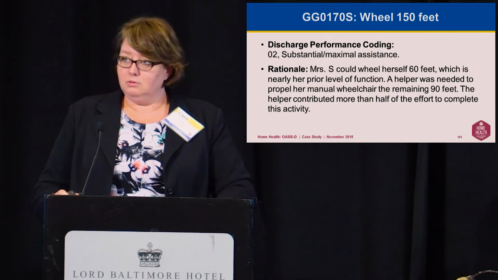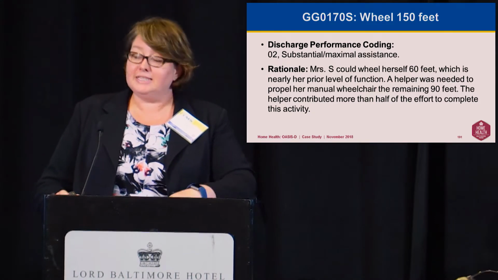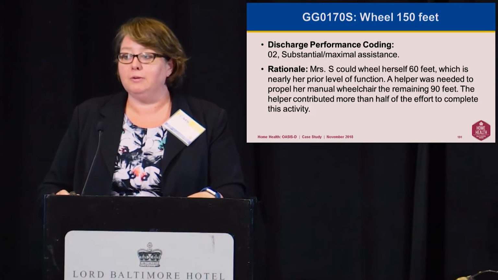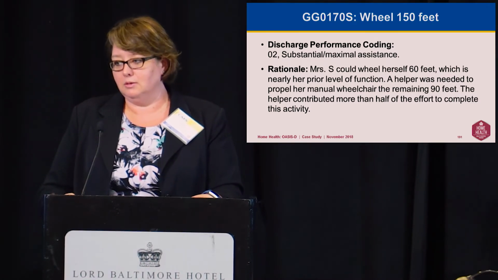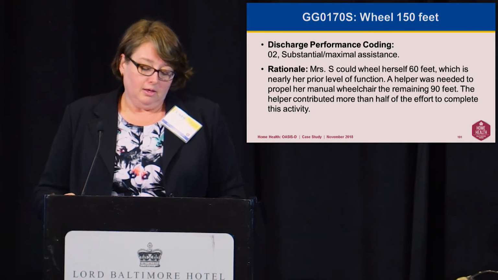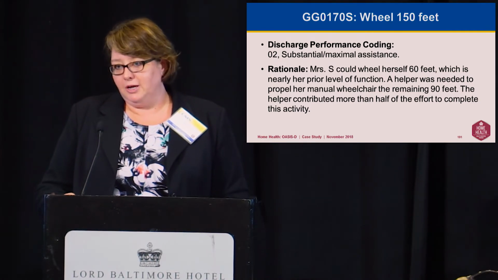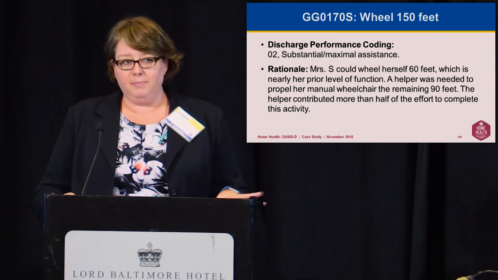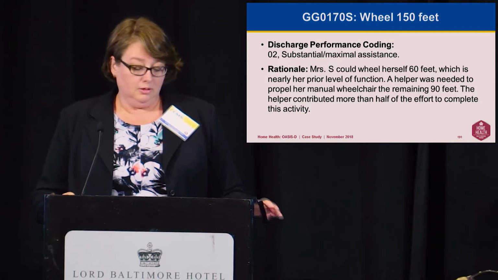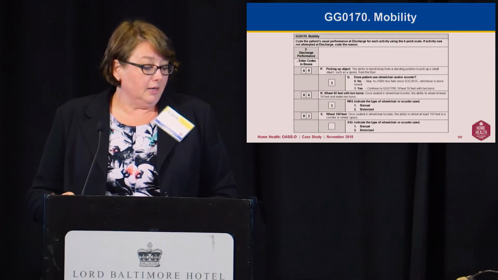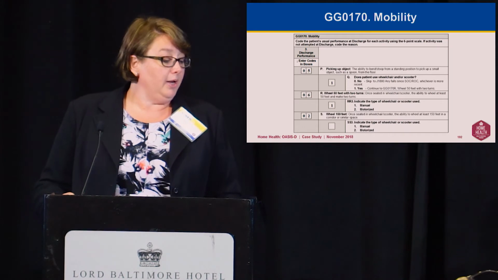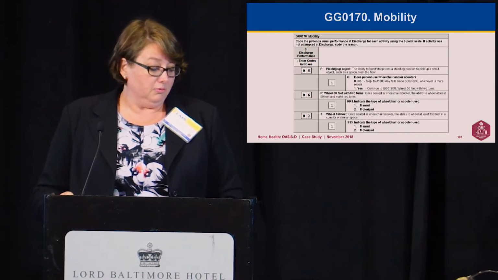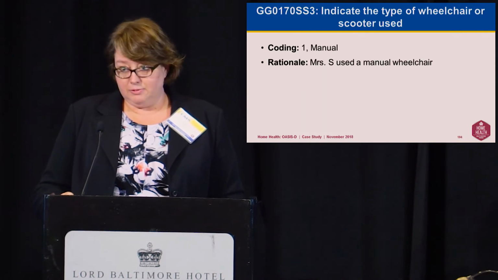No, but no, it's a matter of, she actually was able to complete, she did participate in the activity, so you wouldn't use the non-attempted code in this, okay? That's the difference. I know it's a little bit of a nuance, but you have to think about, did you attempt the activity? If you attempted the activity, then it would not be a non-attempted code. And then finally, SS3, indicate the type of wheelchair. And again, we're going to go to the manual wheelchair because that's what she was using.